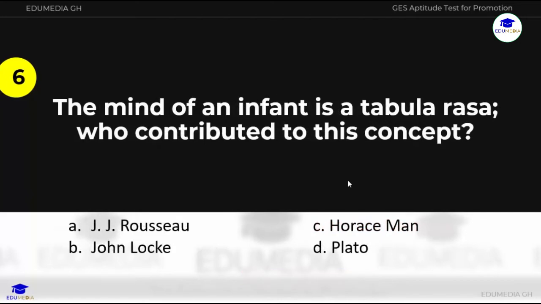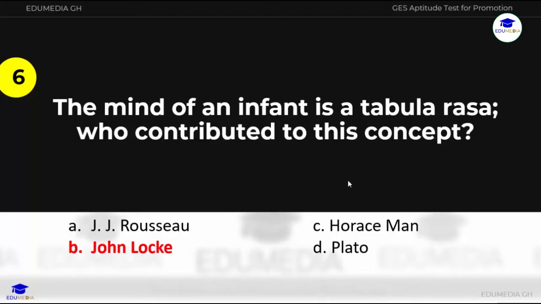Question number 6. The mind of an infant is a tabula rasa. Who contributed to this concept? A. J. Russell, B. John Locke, C. Herbart, and D. Plato. The correct answer here is B.